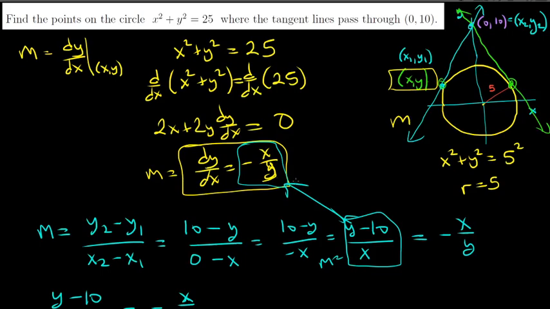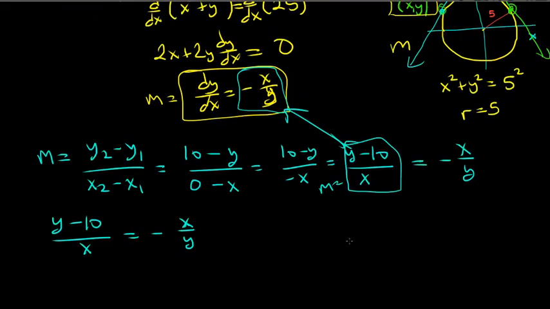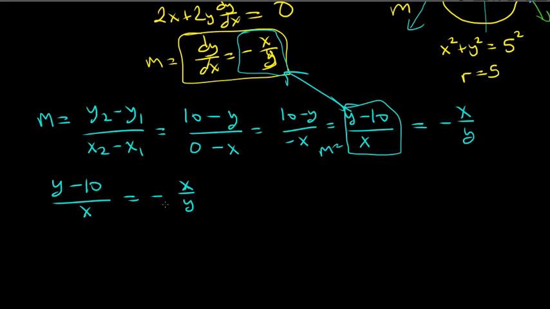Let's just make sure I got this right. Negative x over y, right? Not negative y over x. Yep, okay. Just making sure. And this is the difference in the y's over the difference in the x's. Okay. So how do we solve this?